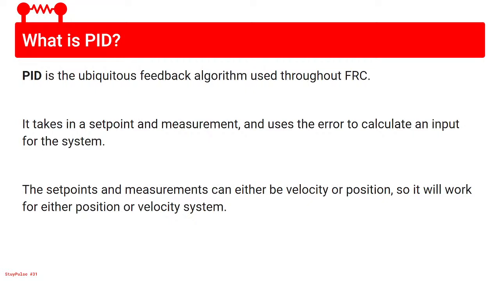It's pretty historic. So like the last slide, it takes in a set point, takes in a measurement, calculates the error, and then uses that error to calculate a voltage for the system. These can be position or velocity, so it'll work for either one, whereas feed forward's only velocity. But we'll see more about the caveats of that.